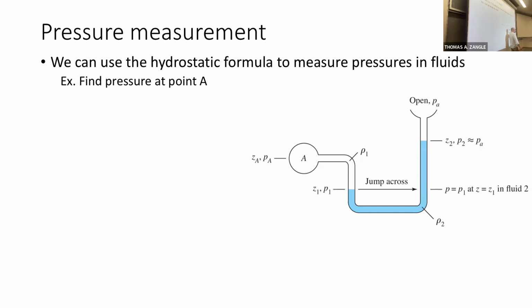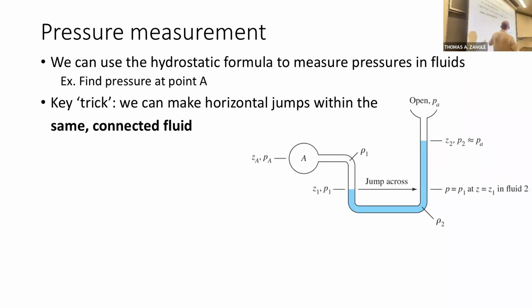So if we want to solve for the pressure at this point within this fluid, we can find the pressure here, then we jump. And that's kind of the trick to solving these problems. We can make horizontal jumps within the same fluid.